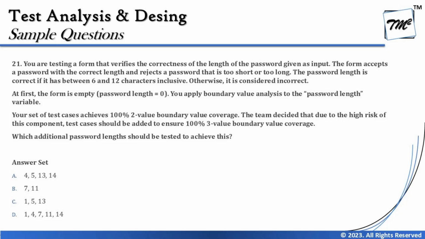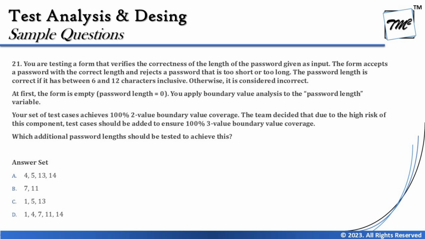The next question we have is question number 21, and this is picked up from boundary value analysis. Again, one of its kind, a little tricky one, so have patience. It says you are testing a form that verifies the correctness of the length of the password given as input. Okay, the form accepts a password with the correct length and rejects a password that is too short or too long. Okay, that's pretty simple; on a day-to-day basis you understand that minimum character length is 8 most of the time, and they have some combinations also. Anything less than that is not accepted. There's a maximum limit as well, and nothing more than that could be accepted.